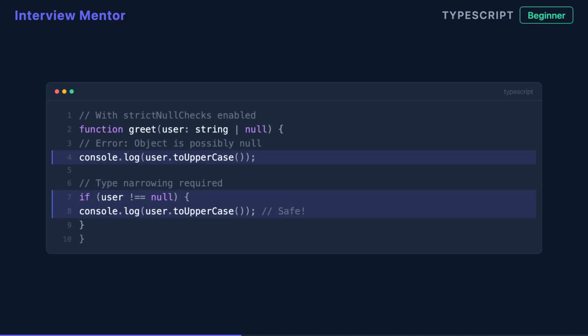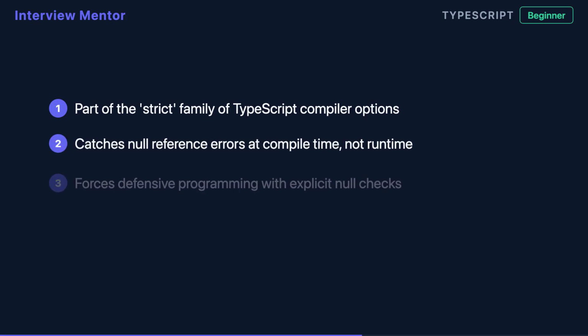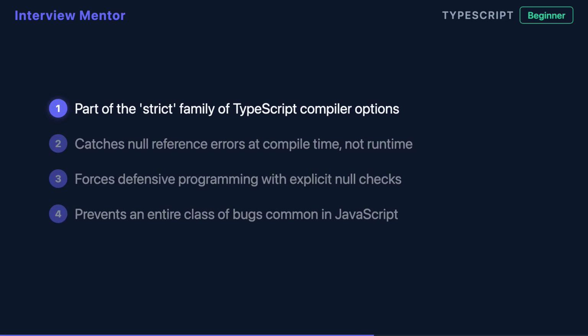This means you must explicitly check for null or undefined before accessing properties. TypeScript's type narrowing kicks in. If you write an if statement checking whether a value is not null, TypeScript understands that inside the if block, the value is safe to use. Without the check, the compiler throws an error. This forces defensive programming. strictNullChecks is part of TypeScript's strict family of compiler options.